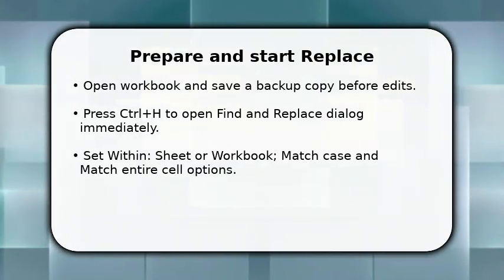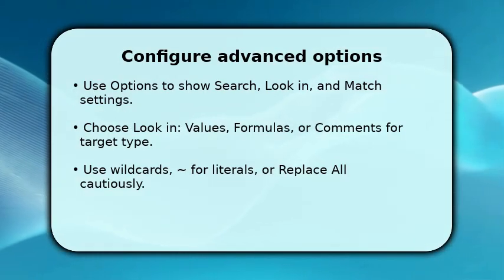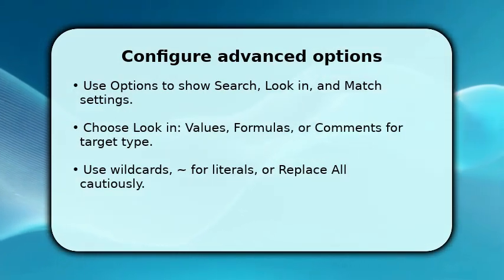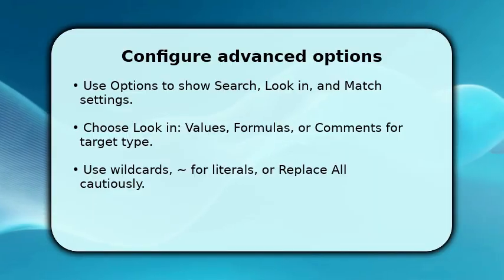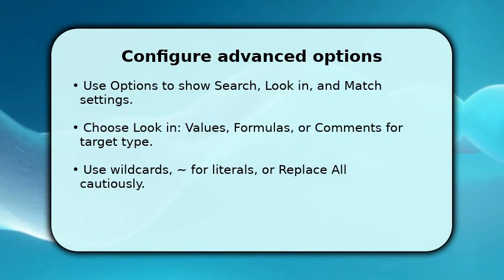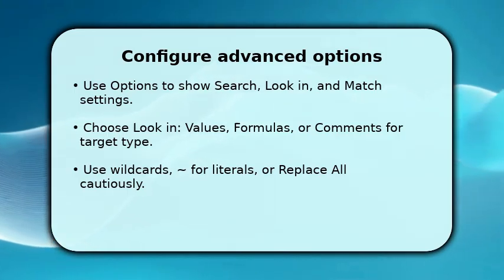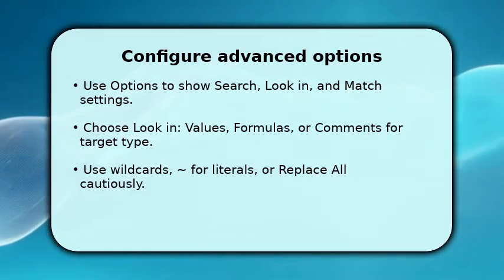Now you configure the advanced options that determine how Excel locates content. Click Options to expose search direction, look-in, and match settings. Choose look-in, values when you want visible results, formulas to change underlying calculations, or comments for notes. If needed, use wildcards like asterisk or question mark, and use tilde to escape characters.